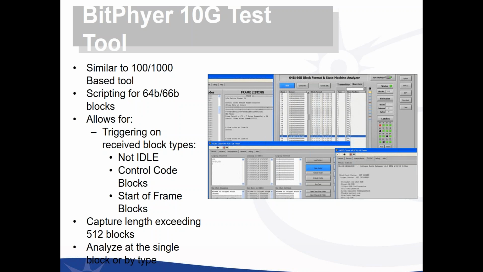So it allows triggering for things like not idle. It also allows triggering on any control code type blocks, which is extremely useful for the viewing of fault control handling, things like local fault and remote fault. It also has triggering available for start of frame blocks, as those can happen in either the 4-byte or the 0-byte position. So it's a really flexible triggering tool to allow you to analyze what's happening at that PCS layer.